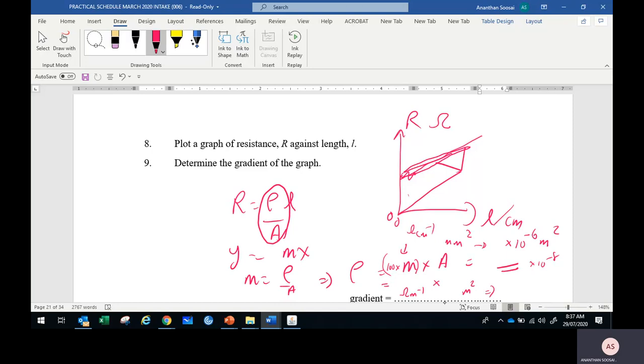Conversion. The final answer is, final unit is what? Ohmmeter. Get ohmmeter. So you need one mark. The value, 10 power negative 8 must be there. Okay, 10 power of negative 7, negative 9 might be considered. Negative 6 wrong. Negative 6 onwards is, I think, no. Negative 9, more than negative 9, I think should be wrong. Negative 10 is wrong. Should get negative 10.